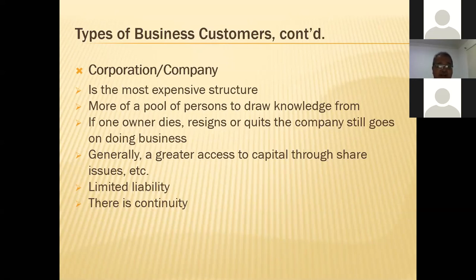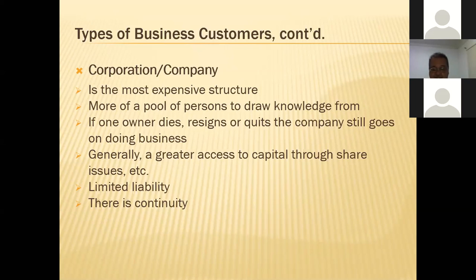But there are also some other benefits, because you now have a pool of persons from whom you can draw knowledge. If one of the owners dies, resigns, quits, or retires, the company still goes on doing business. You see, there's limited liability, so you can't go after the individual owner or owners. Your liability as a banker is limited to the assets that the corporation or company owns, not the owner. Okay. And again, to reemphasize, there's continuity of the business should one of the owners resign, quit, or die. Okay, so that was the three types.